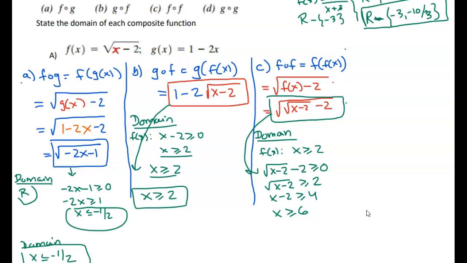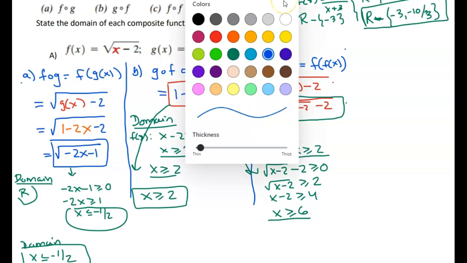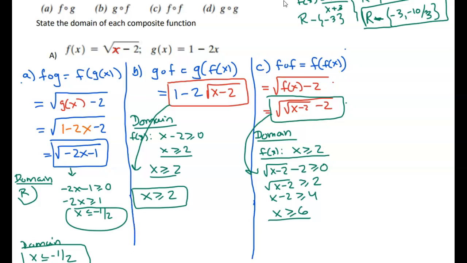Alright, so we have these two restrictions. We want to make sure that our combined domain is going to restrict all the values that are not possible in either of these. Alright, so the more restrictive one is this one. Okay, so we need x to be bigger than or equal to 6. Because if we have anything that's smaller than 6, it's not going to work for this. If we have everything bigger than 6, it's going to work for both.